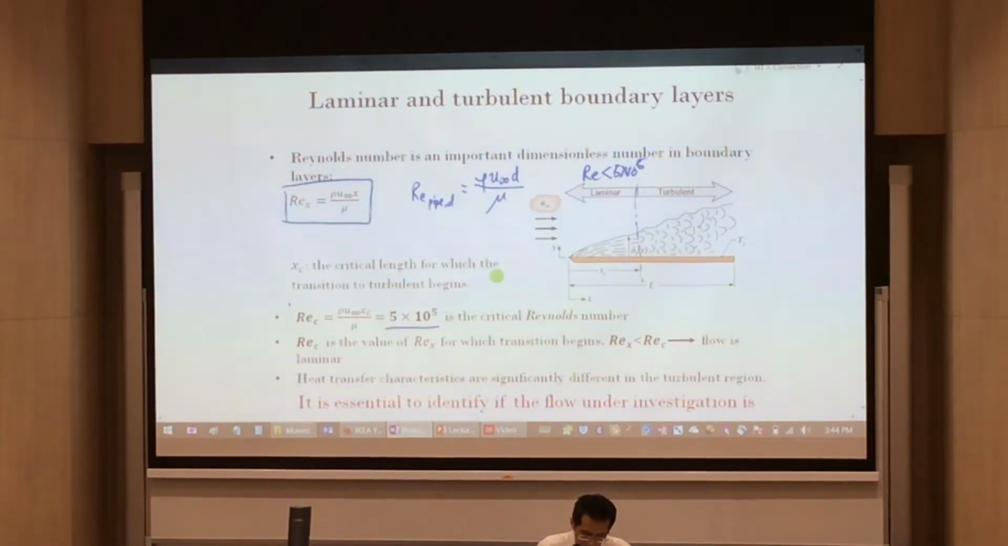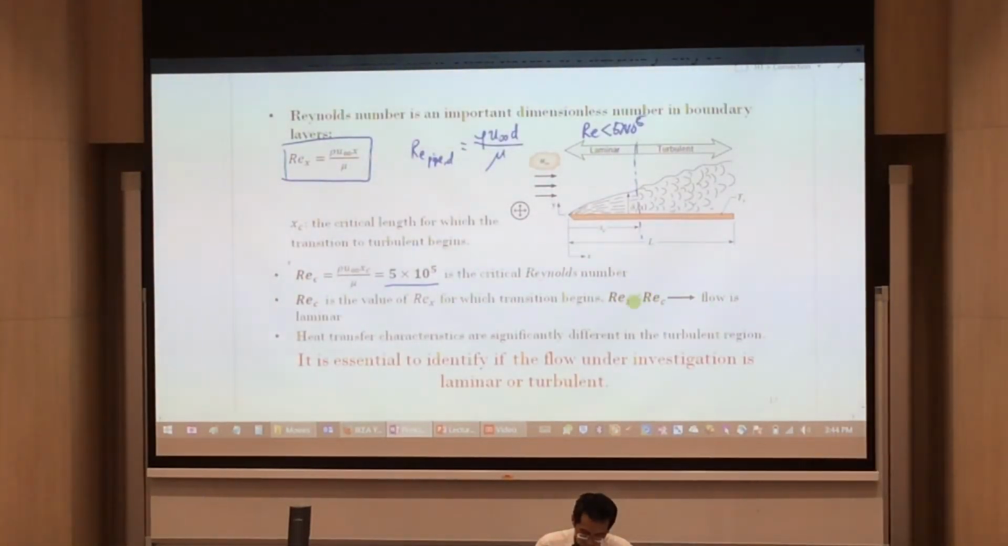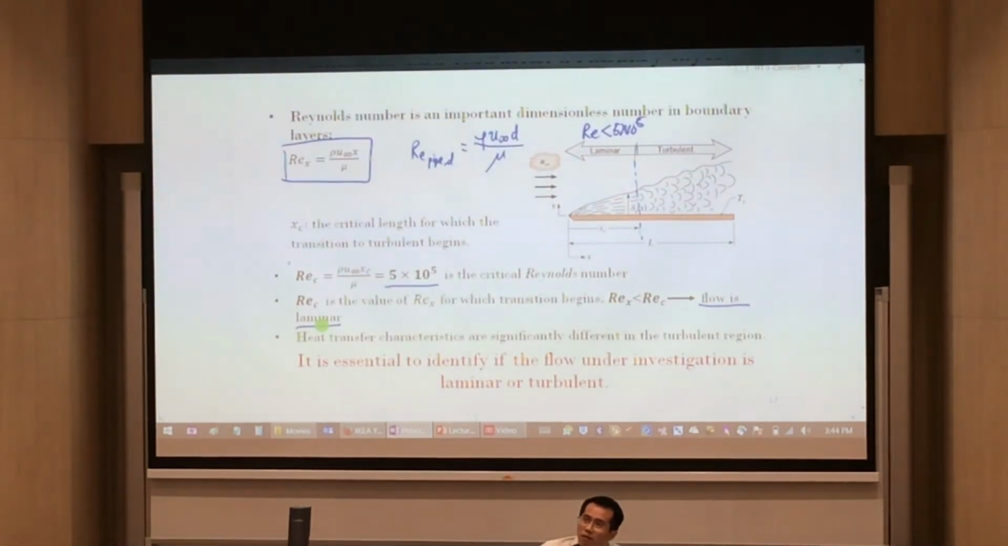So xc over here refers to critical length. Your Reynolds number, as long as it's lesser than that Reynolds critical, when you substitute x critical into the Reynolds number, as long as it's less than 5 times 10 to the power 5, you say that the flow is laminar. You need to indicate this in the exam, right? That is less than that value, hence it is laminar flow. Or if it's more than that value, hence it is turbulent flow. So this part is important.